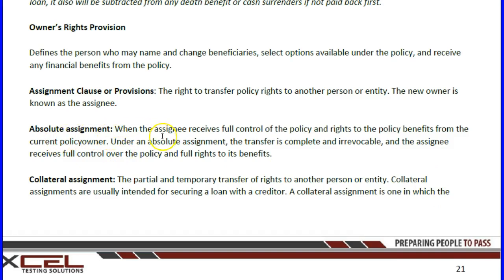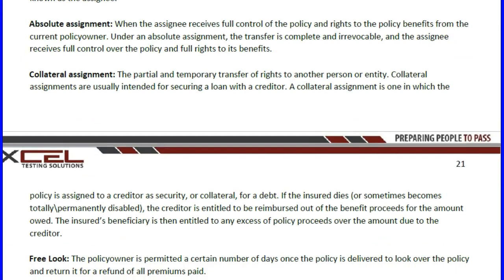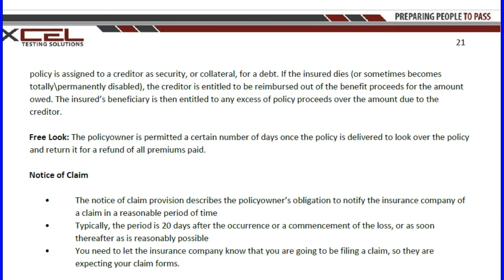Absolute assignment is when the assignee receives full control of the policy and rights to the policy benefits from the current policy owner. Under an absolute assignment, the transfer is complete and irrevocable. Collateral assignment is a partial and temporary transfer of rights. If you need a loan, you can use your own policy as collateral.